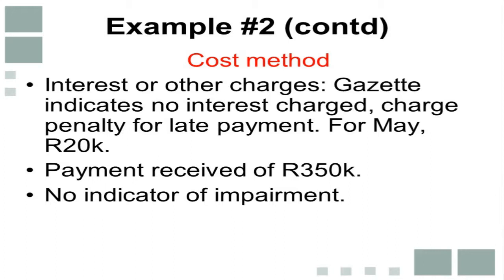So the last example was the initial recognition during April, so assume it's May month and we're having a look at all the subsequent penalties, etc. that we need to have a look at. So let's assume that the legislation doesn't require interest, but it does require you to charge a penalty in lieu of interest. Assume that's 20,000. You've received payment of 350,000, and you need to assess obviously if there is impairment. Let's assume for this month there was no impairment, and I'll go through that in a bit of detail now.